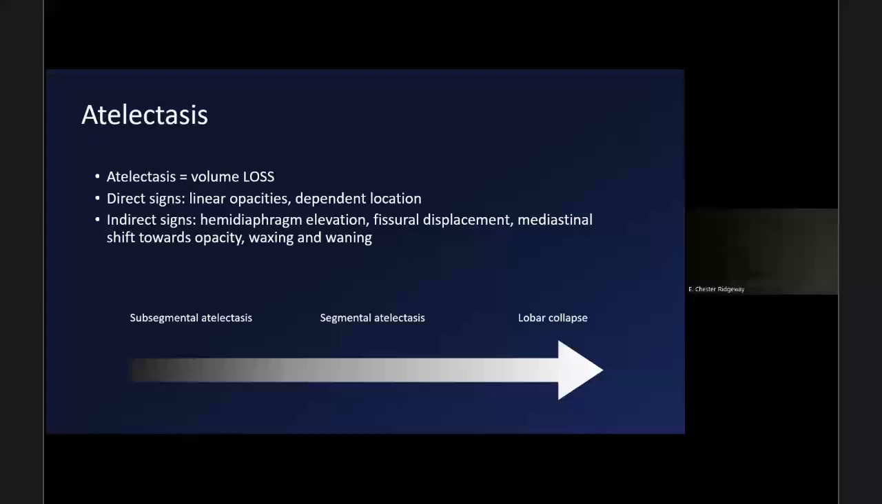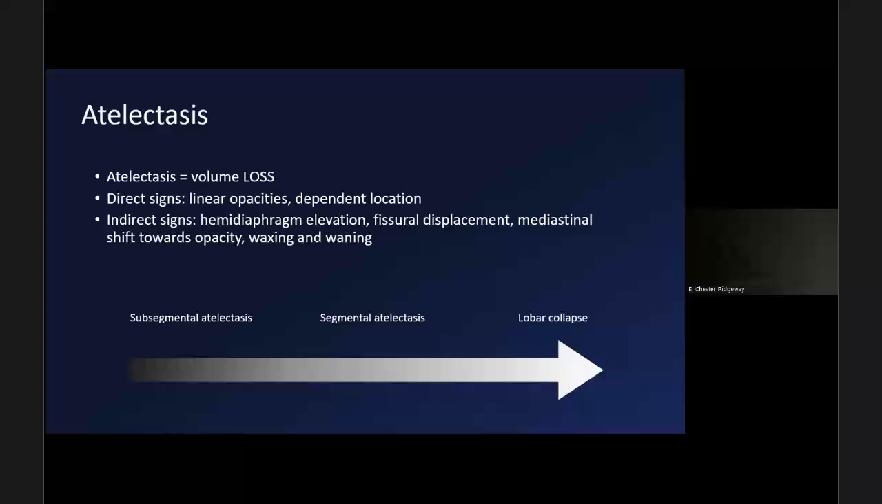We're looking for hemidiaphragm elevation because, again, remember, this is a process of volume loss. So as lung parenchyma is shrinking, it's pulling other stuff with it that it's attached to. So the diaphragm is going to go up. Fissures, such as the minor and major fissures, are going to get pulled towards wherever that atelectasis is. So if it's in a lower lobe, that fissure is going to get pulled down, and you can see this on X-rays. The mediastinum, in cases of lobar collapse, is going to get pulled towards the opacity.